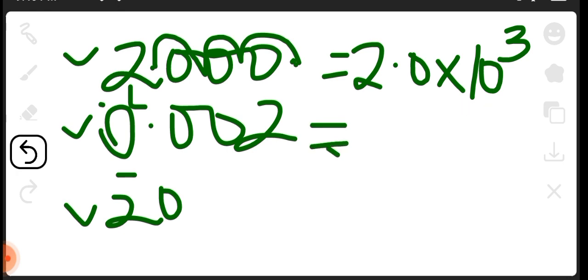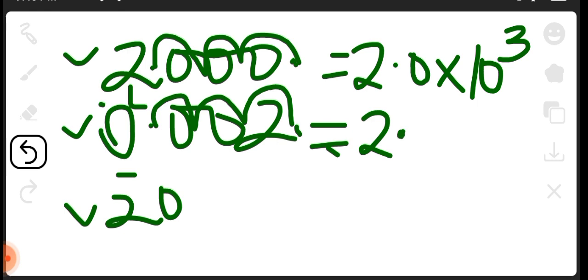What about the second one? Before we can do this, we're going to move this decimal point 1, 2, 3. It must be at the front of the first non-zero digit, so the decimal point will be here. So we're going to have 2 point, then since there's no number there, you are free to just put 0.